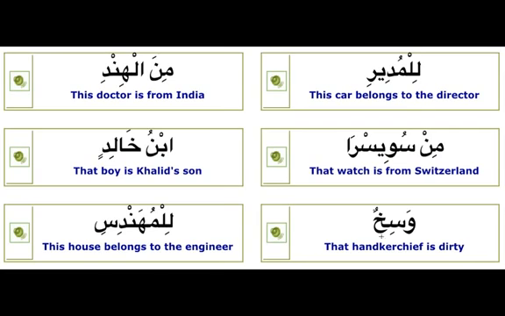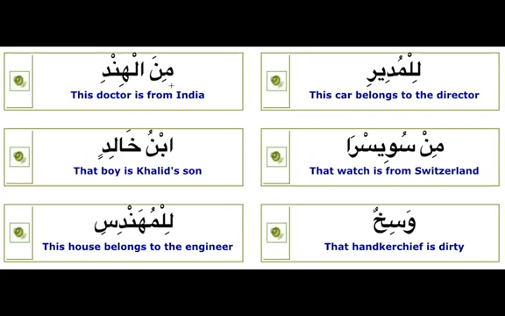So wasikhun, we want to say this, that handkerchief is dirty. Handkerchief is a masculine object. So we say dhalikal mindilu. Dhalika plus al mindilu. So we say dhalikal mindilu. What about this? That handkerchief, let's say, is dirty. Wasikhun. So khabar is one word and it is indefinite.